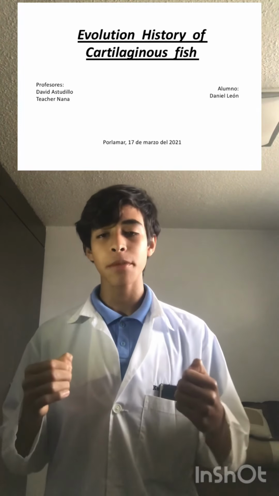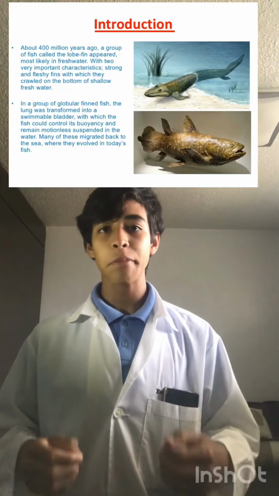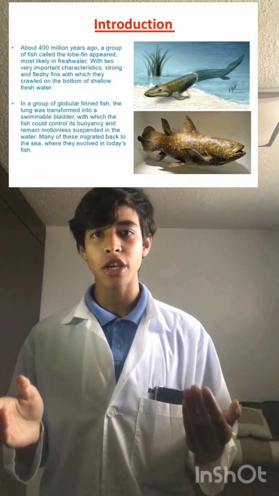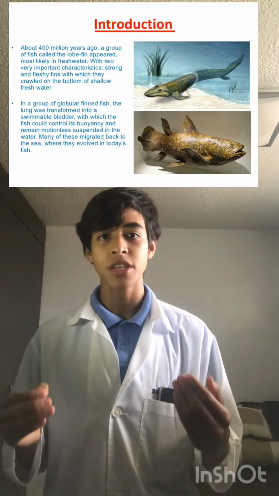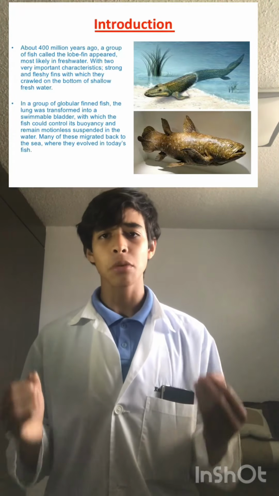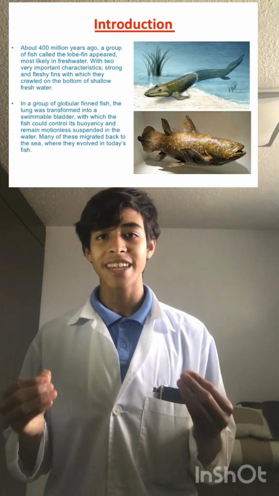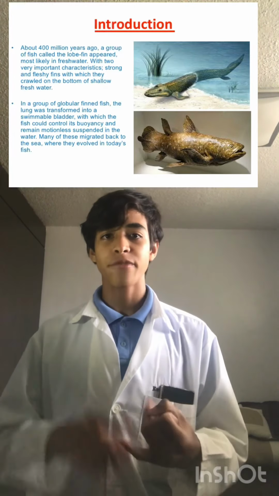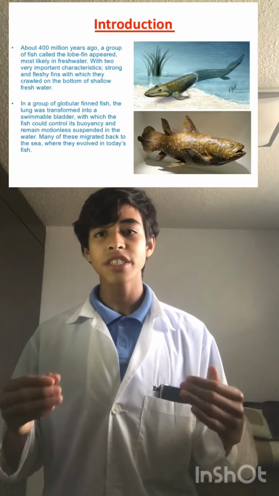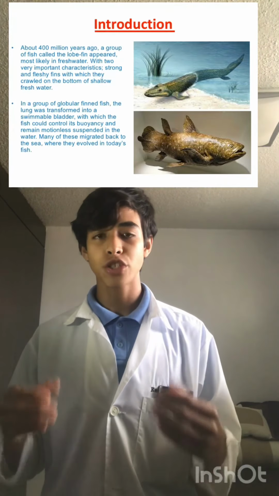I will be talking about the evolution history of cartilaginous fish. About 400 million years ago, a group of fish called the lobe-finned fish, most likely living in fresh water, had two very important characteristics: strong and fleshy fins, which they used to crawl along the bottom of shallow fresh water.